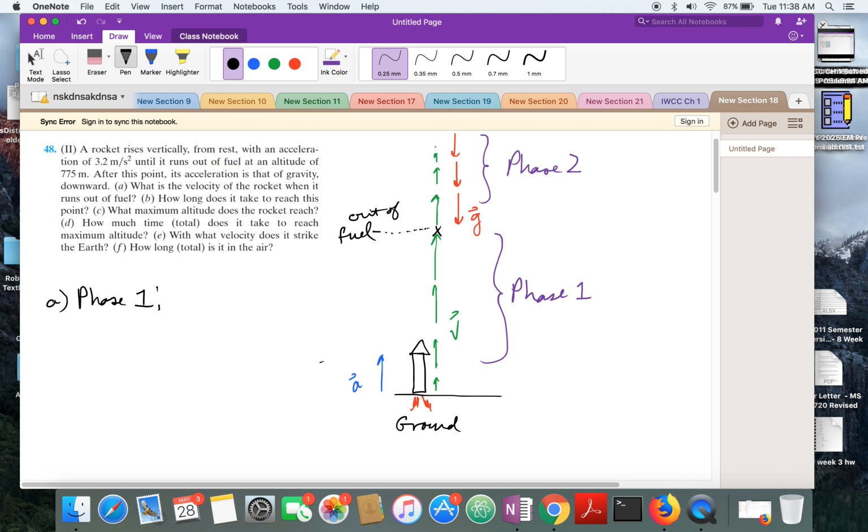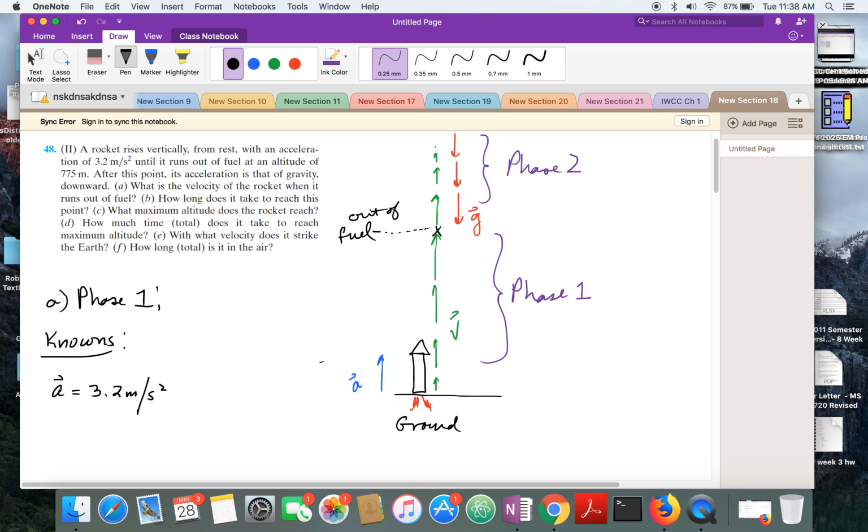Well, so what do we know? I like to go ahead and list our knowns. Right, so our known quantities here. Well, we know the acceleration, obviously. a is a positive 3.2 meters per second squared.